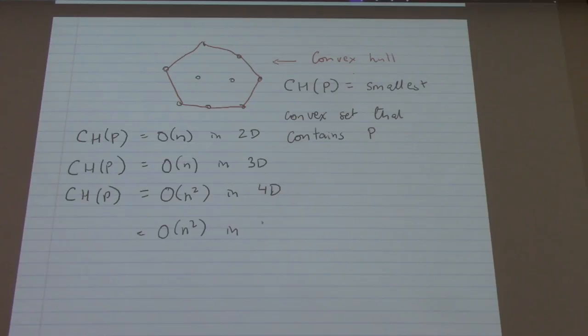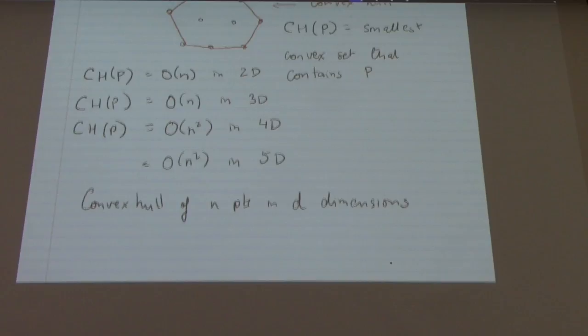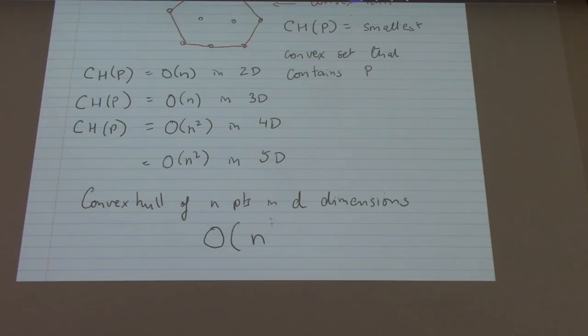And now, of course, if you're prone to looking at patterns, you might propose a new pattern, but this time you'll be right. The pattern is that the convex hull in d dimensions is... it's not n, it's much, much larger.